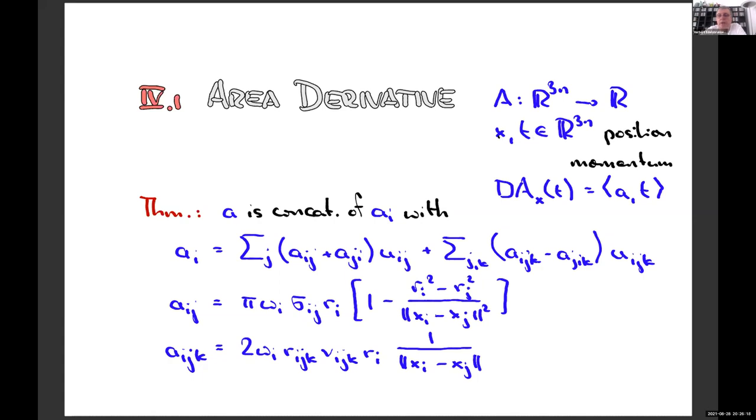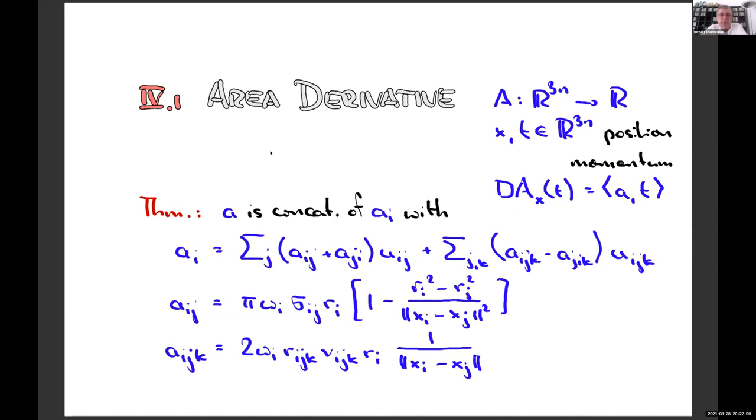And I write x for the position, which means there's a point in 3n dimensions. And d is a vector in 3n dimensions, the motion vector. So it allows every atom to go in its own direction. Call it the momentum. And if I find the gradient, so little a is the gradient of this function, then the derivative is just a scalar product of the gradient with the momentum in this direction. Okay, so it boils down to finding the gradient of the area function.